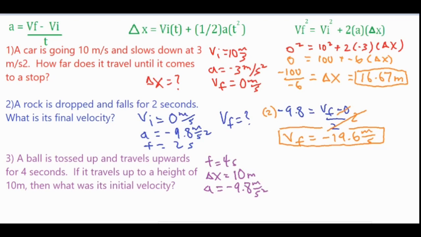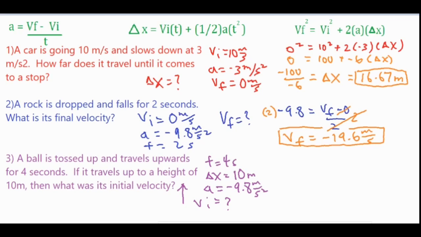Also, with your vertical motion, typically you want to pay attention or draw a picture just to make sure you're sure that everything is either positive or negative. So in this one, we're looking for an initial velocity, and the 10 meters is going upward, so that's positive 10. The acceleration is always directed towards the Earth, so that is always negative 9.8, whether or not the object is moving up or down.